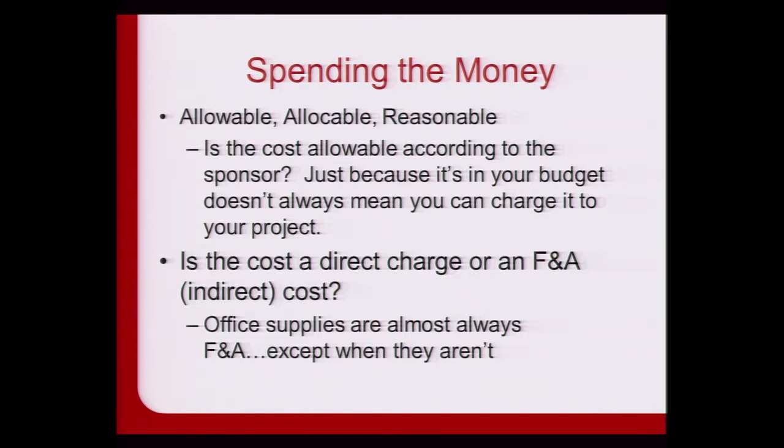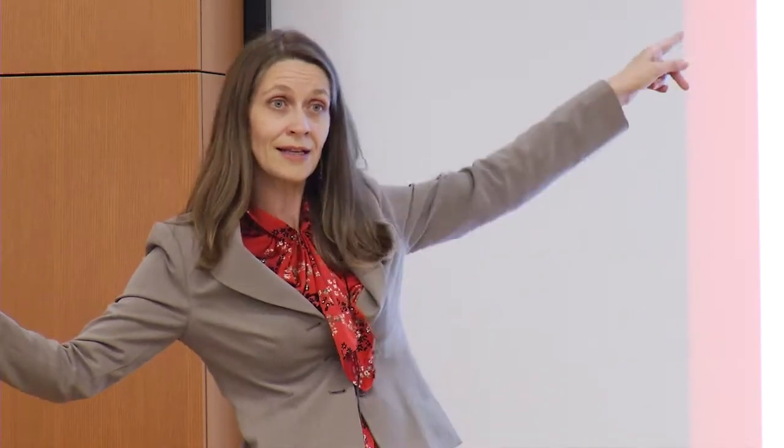I need to buy paper. I need paper. Well, that's an office supply, which is kind of a weird thing. Generally, that is part of F&A, so we generally wouldn't allow that on the project. But if you are printing off 1,000 surveys to do your project, that's allowable because you can allocate it to the project. If it's just paper because you ran out of paper in your printer, you can't say that's for that project, so it's not allocable.